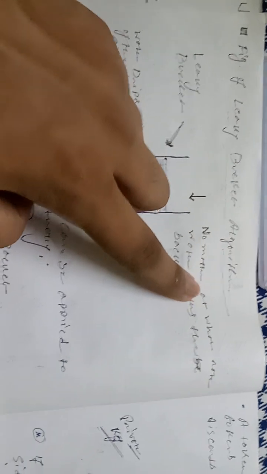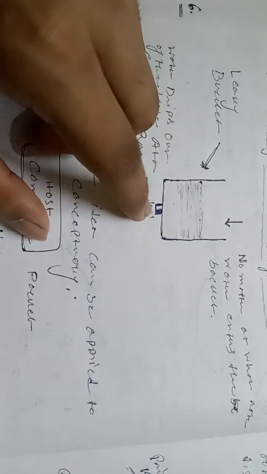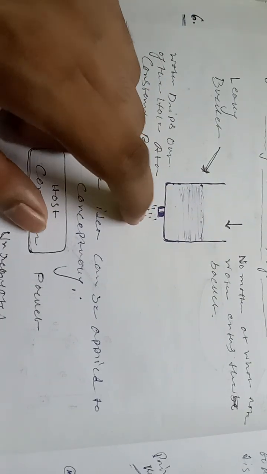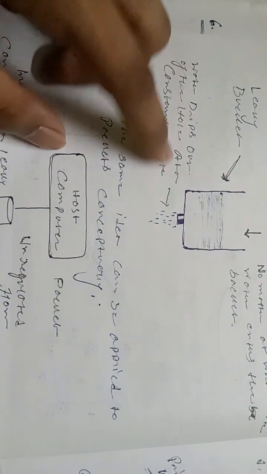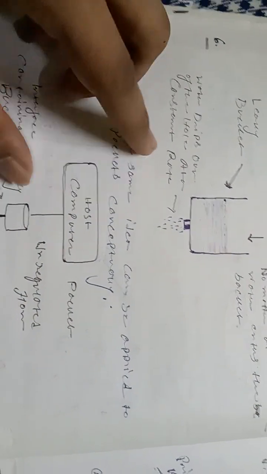So let's see the figure of the leaky bucket algorithm. So this is the leaky bucket algorithm. No matter at what rate water enters the bucket, this is the bucket and there is a small hole in the bottom of this bucket. So this is the leak and water is leaking down. The water drips out of the hole at a constant rate.